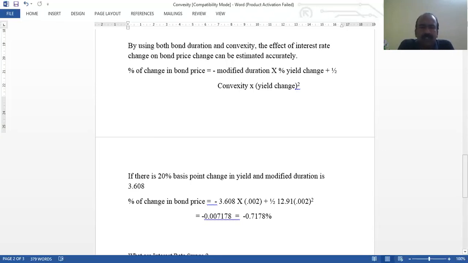So, if there is a 20 basis point change in yield, what will be the percentage change in bond price if the modified duration is 3.608? Look at the equation: minus 3.608, that is the modified duration, into 0.002, the yield change, 0.2% means 0.002, plus 1 by 2 of 12.91, the convexity, into 0.002 square, that is the yield change square. So you will get minus 0.007178. So it will be minus 0.7178 percent.